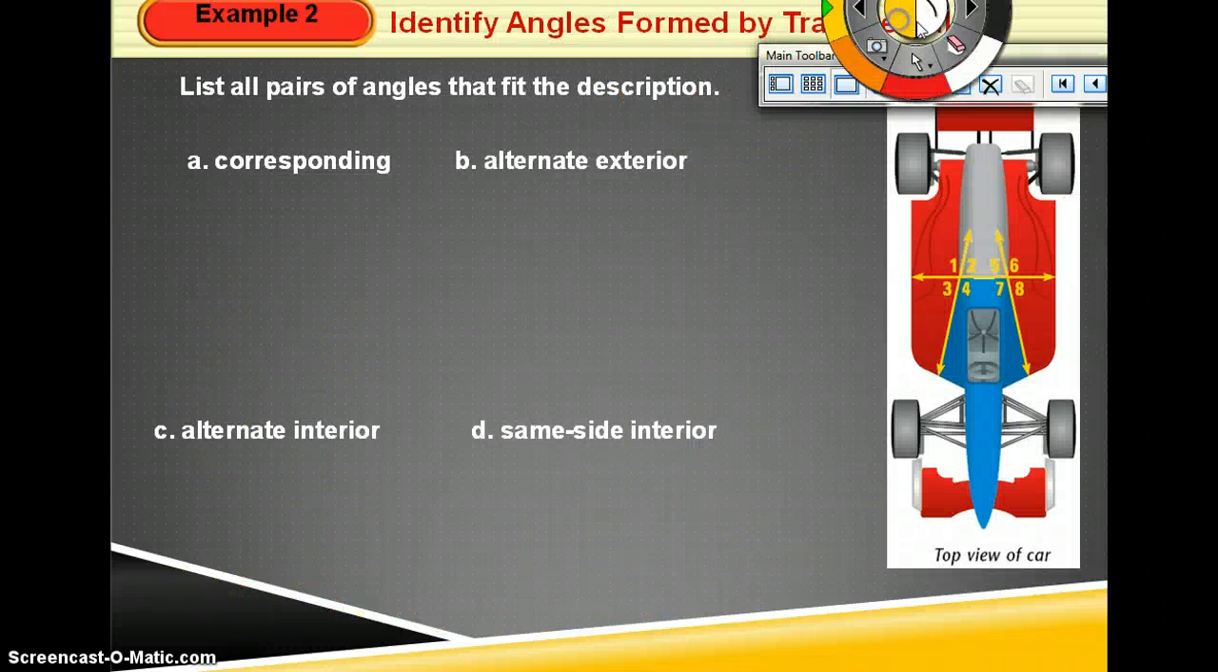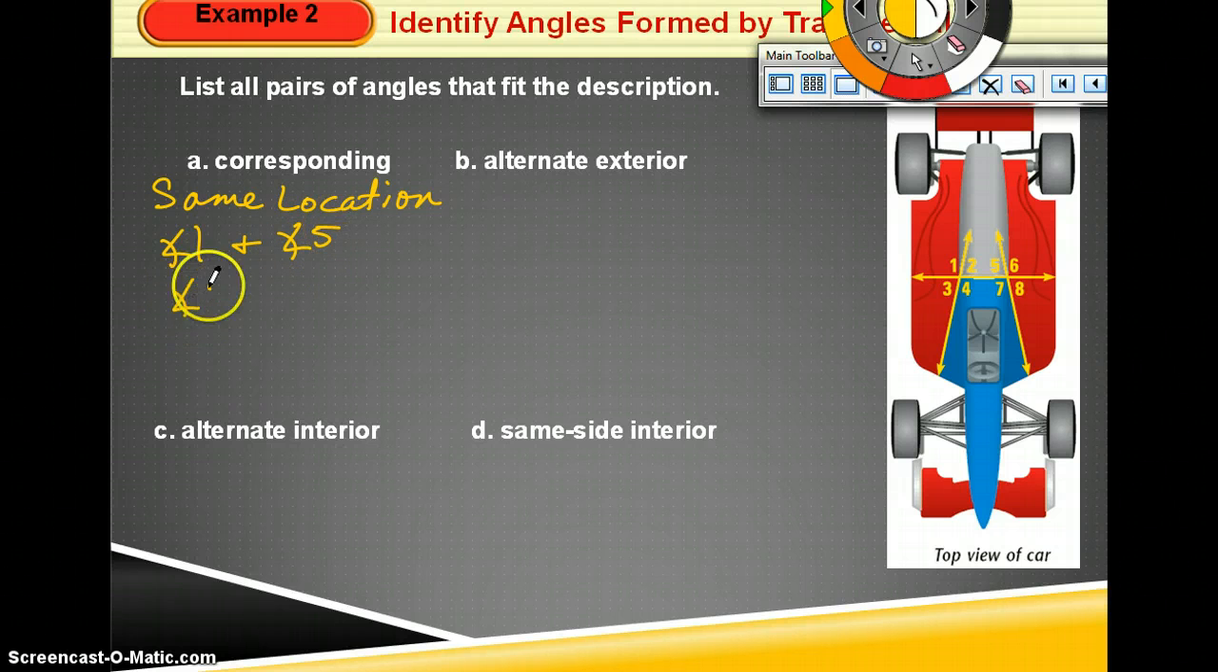All right, so this is another example. This one's pretty cool because you've got this little car here, so it shows where it's kind of applied. List all pairs of angles that fit the description. So now we're going backwards. So your corresponding angles, remember, those are angles that are in the same location. So find some angles that are in the same location. If I say angle 1, what are you going to say? Angle 5.